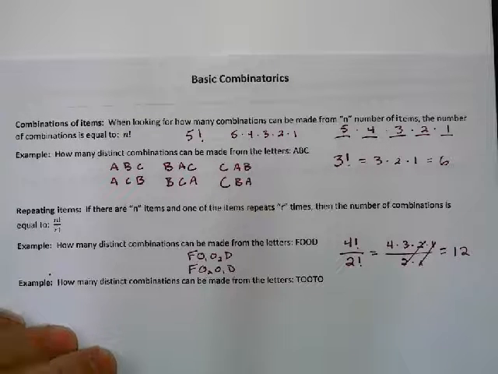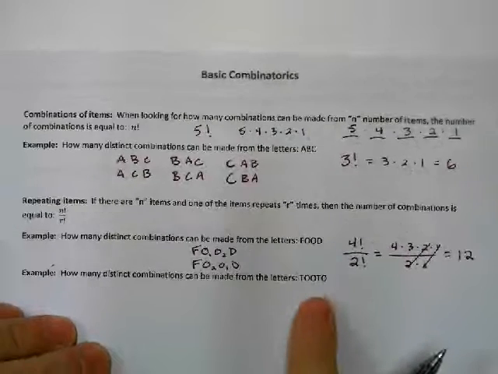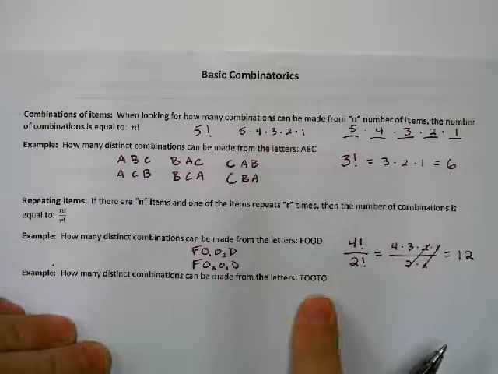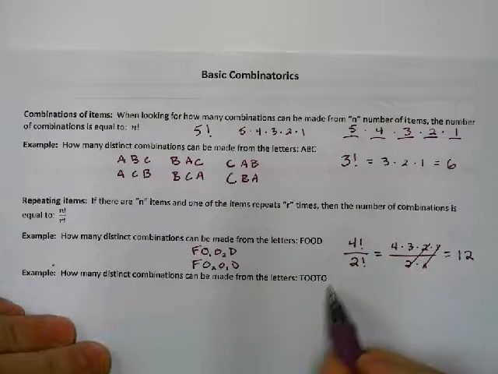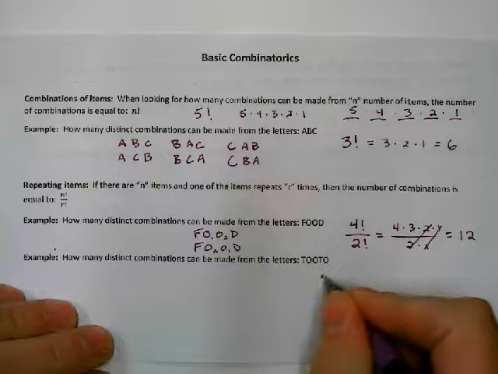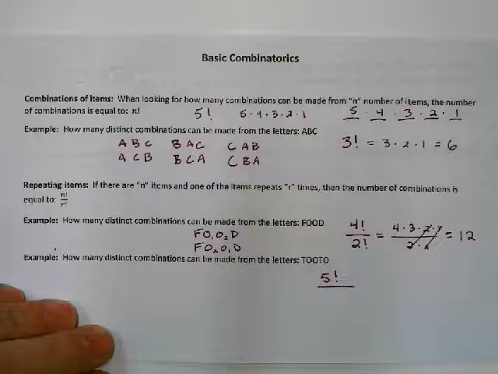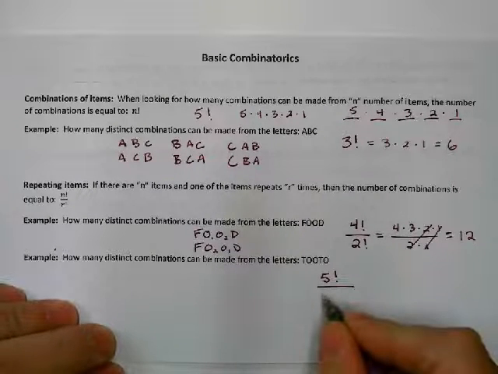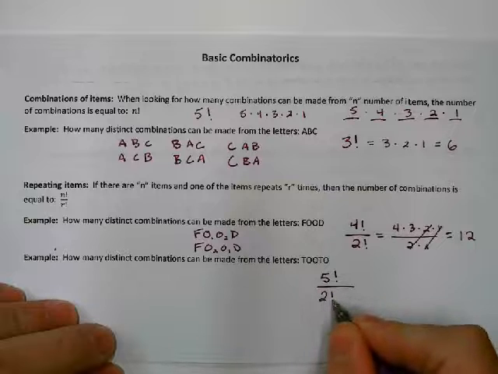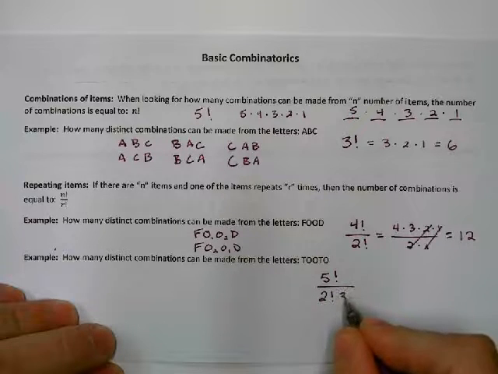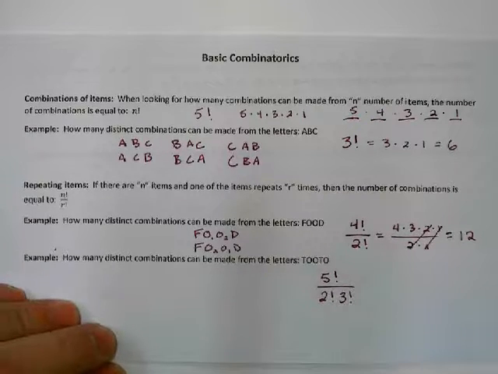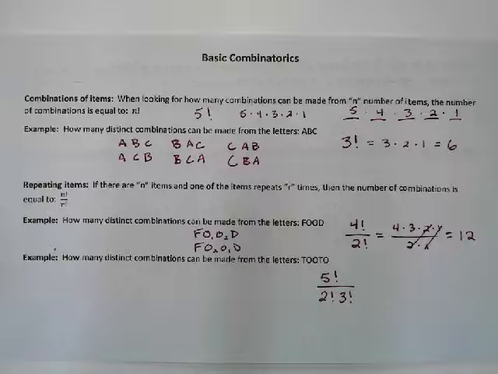All right, next one. Two-toe. Okay, there's 5 items there. But we have 2 different repeating items. The T is repeated twice. The O is repeated 3 times. So I'm going to divide out both of those combinations there.